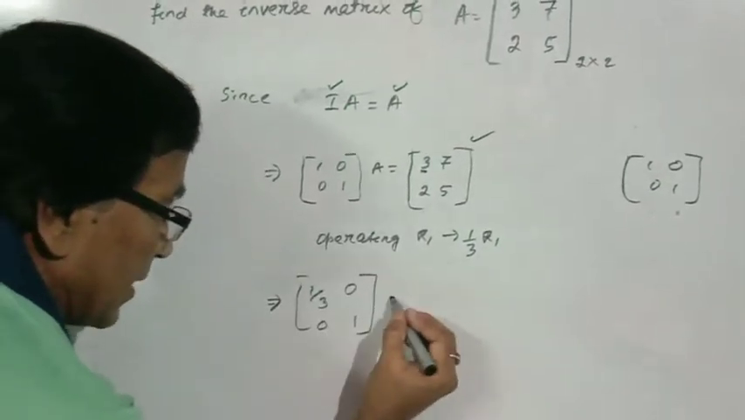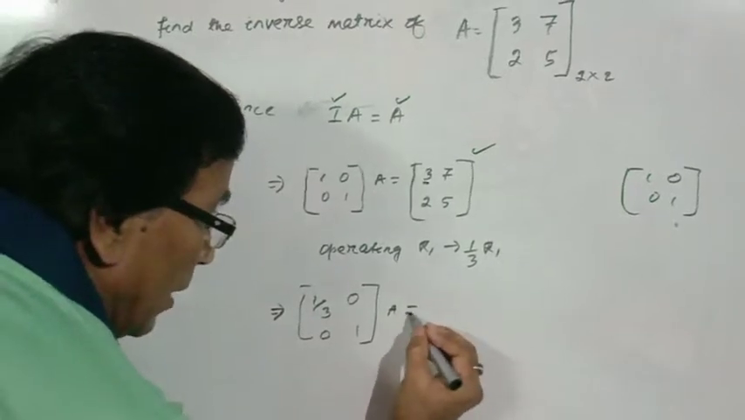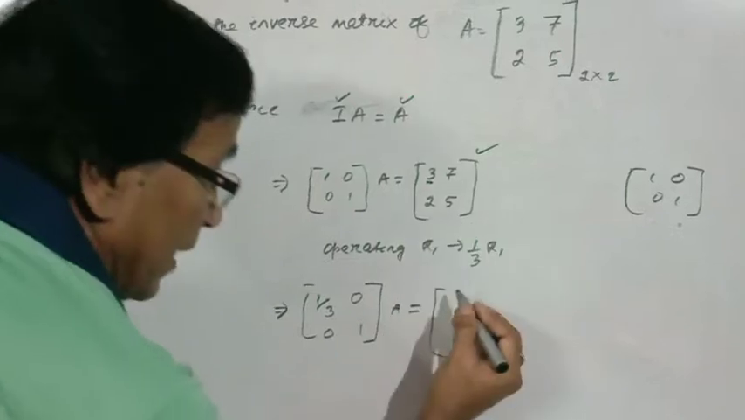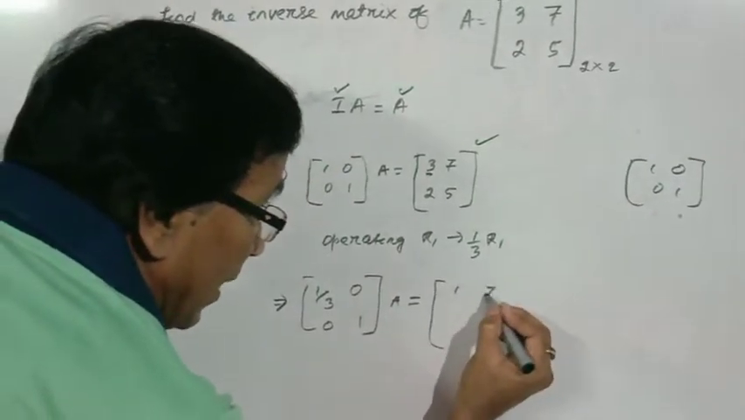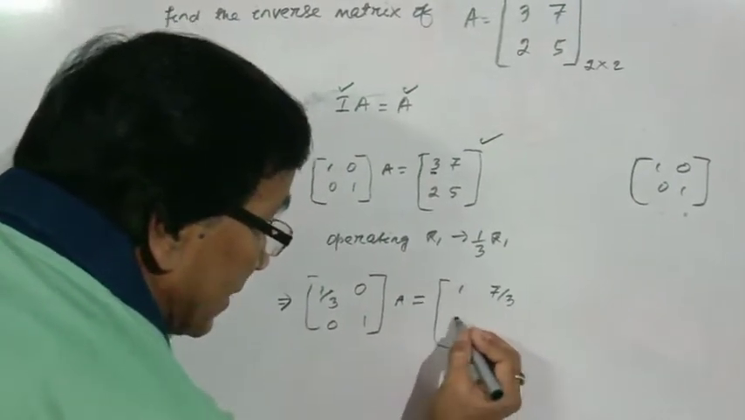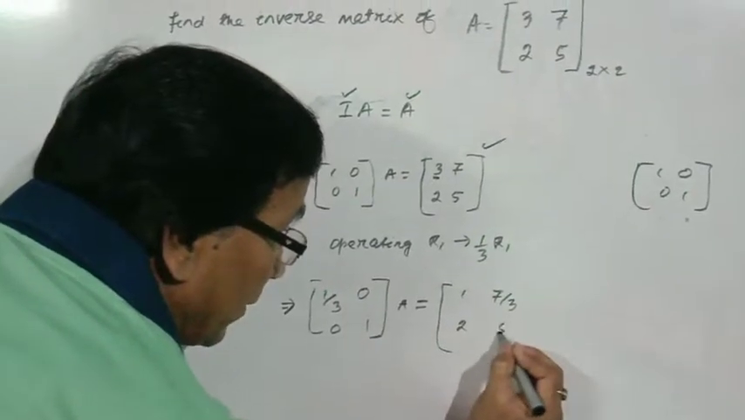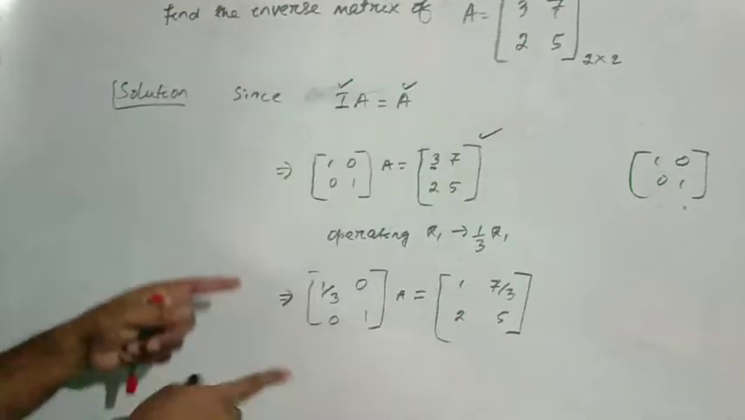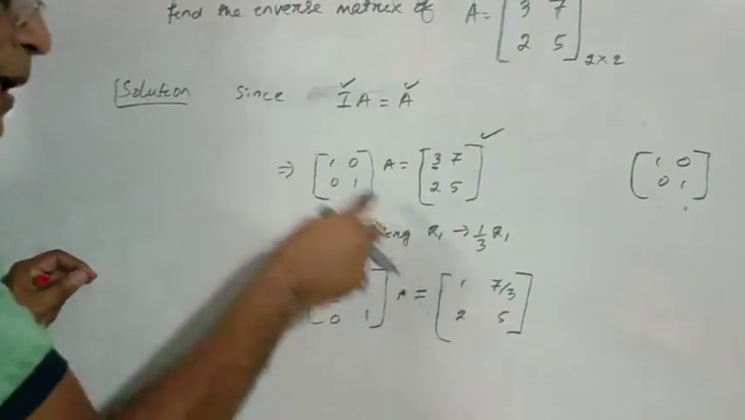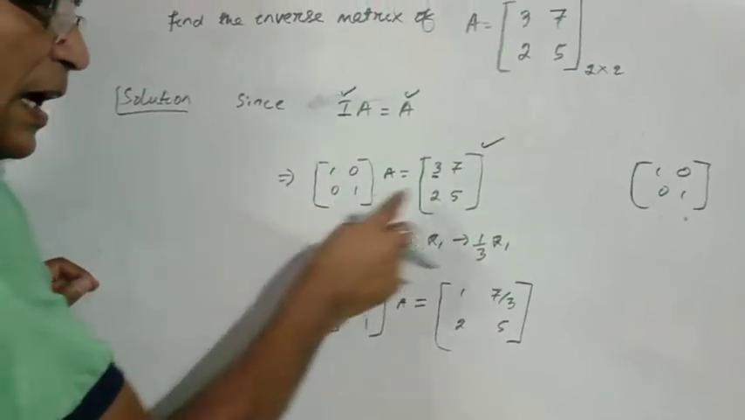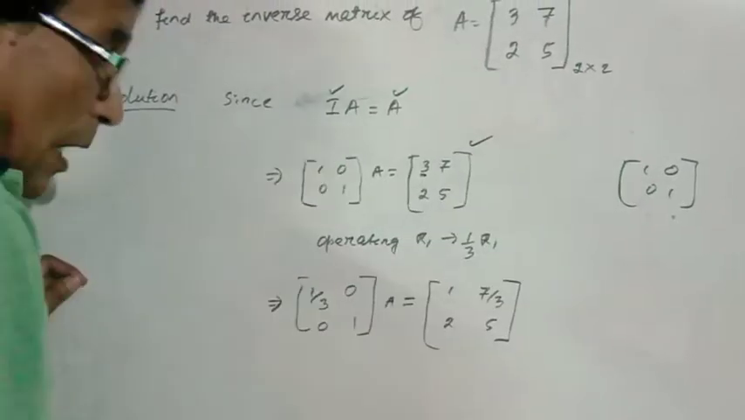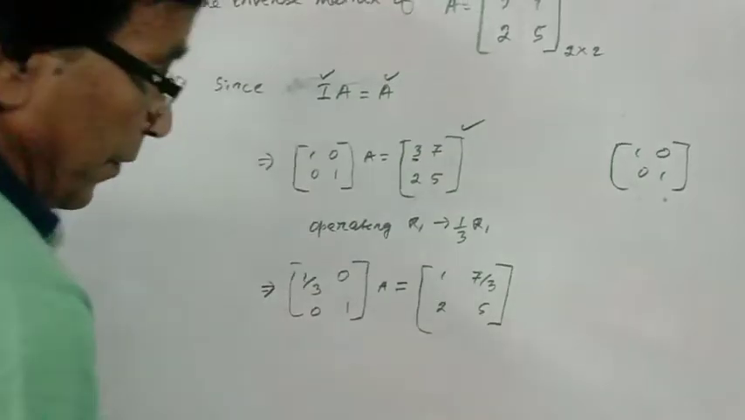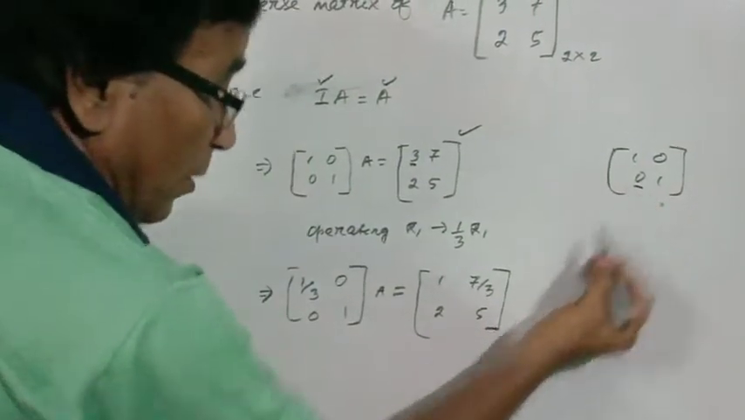into A matrix equals, here we divide the first row by 3, so it is 1, 7 by 3, 2, 5. Because this operation is taken on the first matrix as well as this matrix. Now on operating this, we get this result. Next step, this element should be converted to 0.